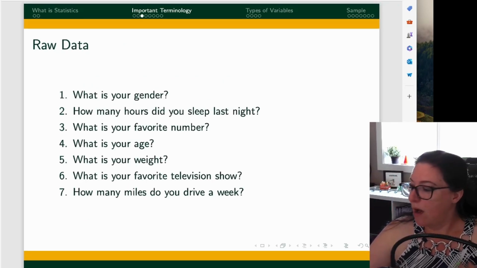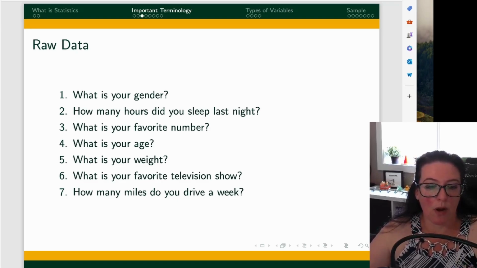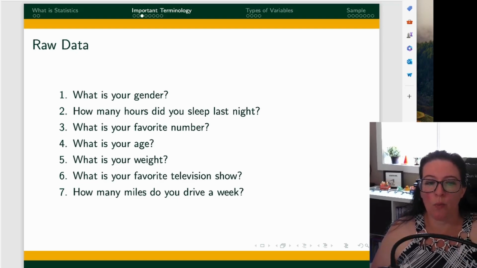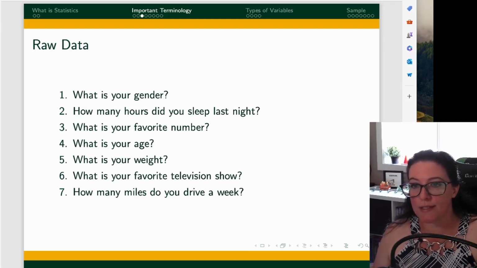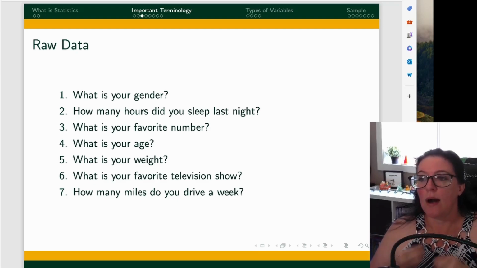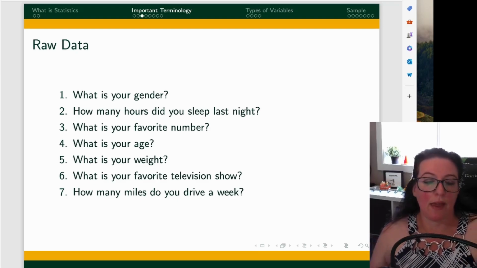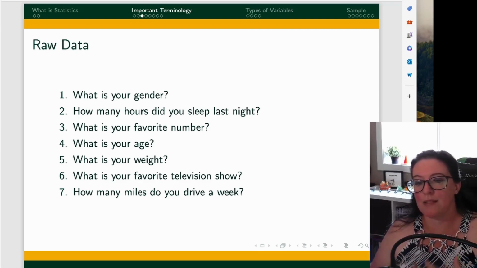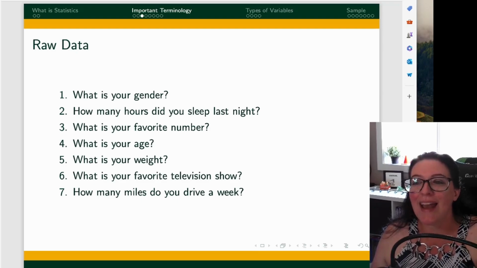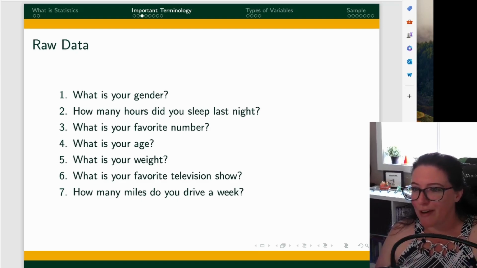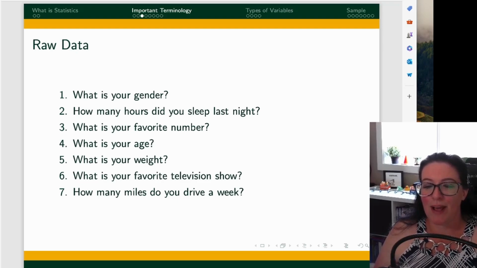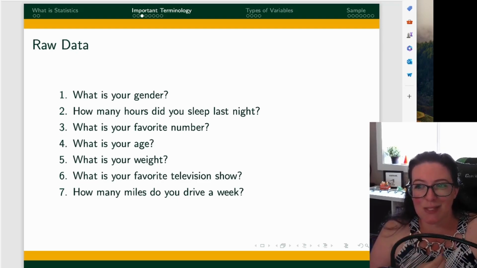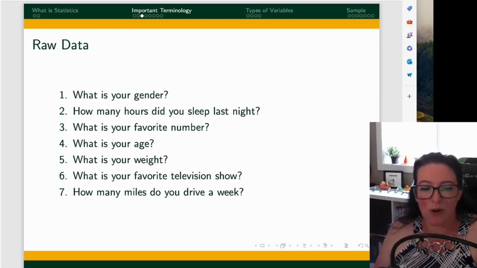So examples of raw data, and if we're looking at our raw data, can we identify what that data is? So when we say, well, what is your gender, right? So the raw data would be male, female, if they don't want to disclose, if they don't want to identify themselves, that is all raw data. How many hours did you sleep last night? 7, 15. That number is the raw data, right? We ask you about your favorite number, your age, your weight. We ask you about your favorite TV show. If the answer is Game of Thrones, right? That's raw data. If your answer is Fraggle Rock, then that's the raw data.